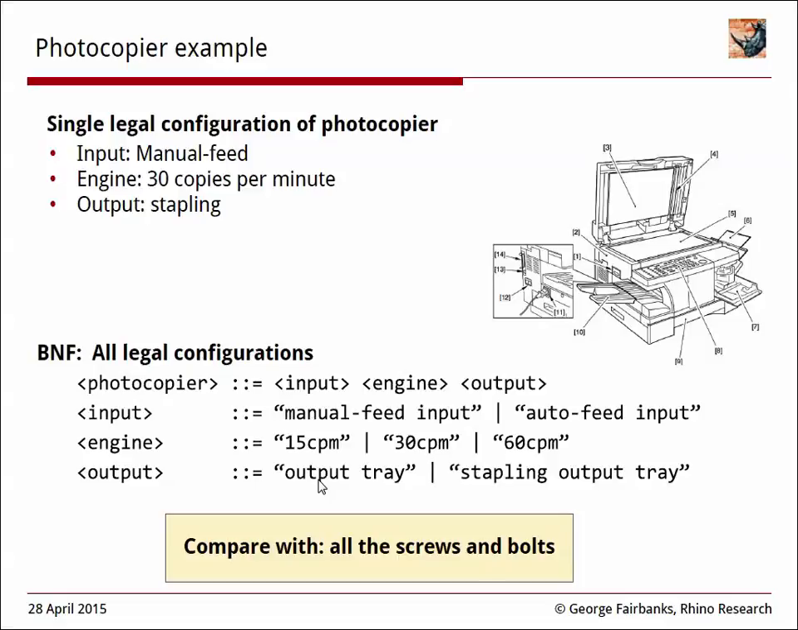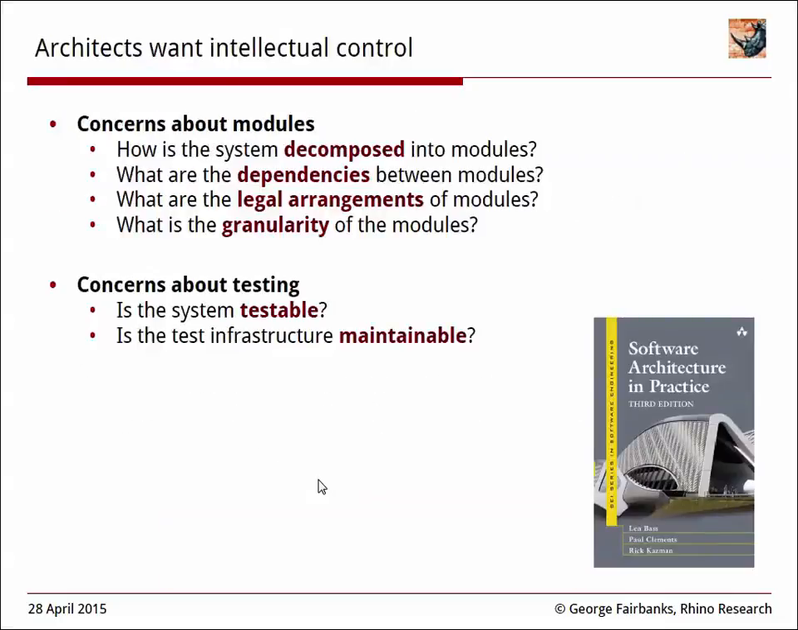So what we're looking for, I would argue, for intellectual control is some understanding of a specific configuration and, in a zoomed out aggregate sense, what are all the kinds of legal configurations? That's what I'm looking for, okay? So I think that's really what all architects are looking for.